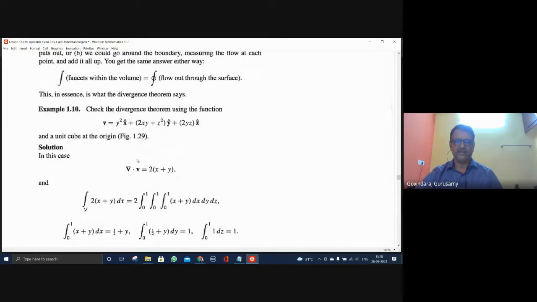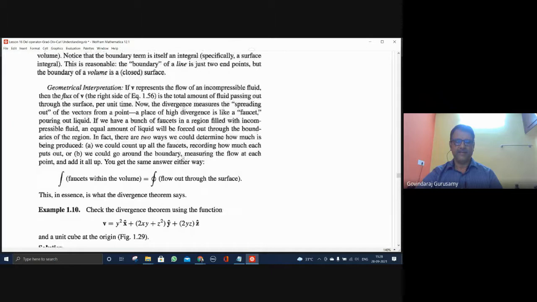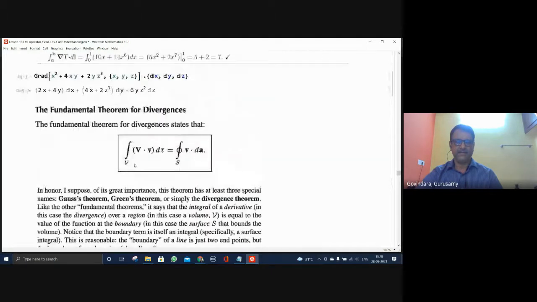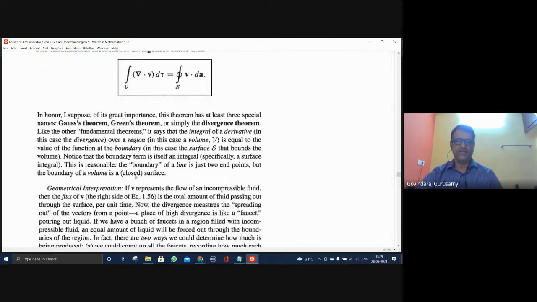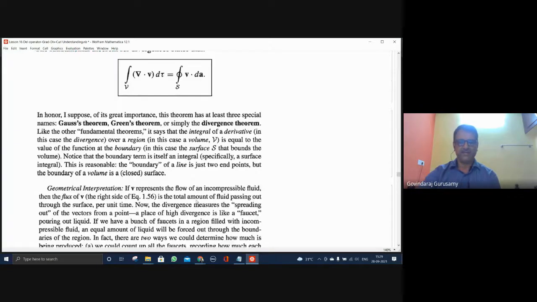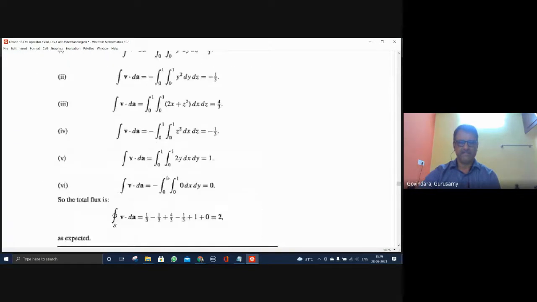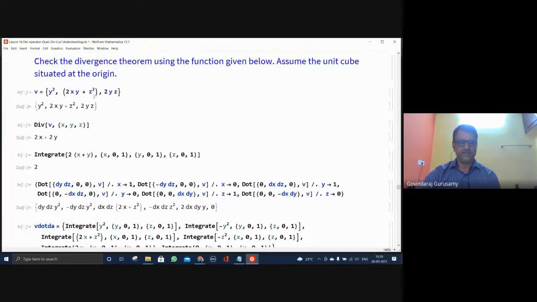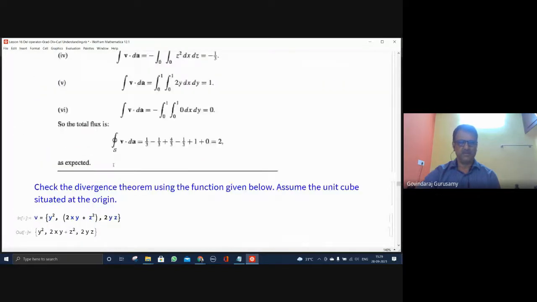And you can see for this vector, if I apply this fundamental theorem of divergence, the left-hand side, the integral over the volume, is equivalent to what is coming out of the surface bounded by this volume. That is the meaning of the fundamental theorem of divergence. Okay, and this has been worked out, the same problem, hopefully.